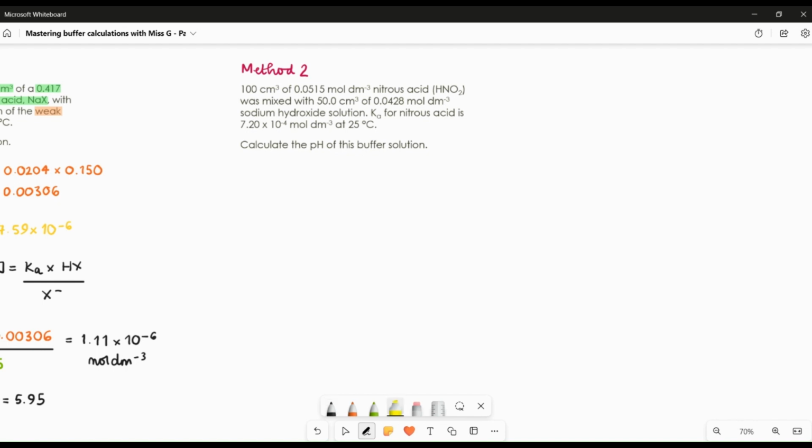So, first thing I'm going to do is recognise that we've been given a value for Ka, so we're not going to have to use the relationship with pKa this time around, so that's very kind of them. Then we've got information about the weak acid, which is the nitrous acid. 100 centimetres cubed of this, and the concentration of that nitrous acid solution is 0.0515. And then, of course, we haven't been given any information about the salt because we're going to make that in the reaction of the nitrous acid with the alkali that we're adding.